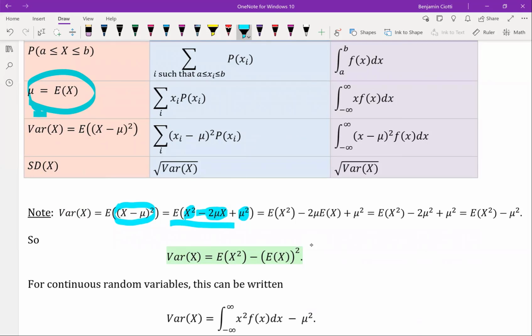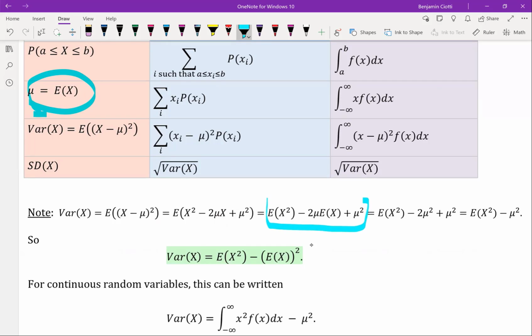So then we have an expectation of a sum. Well, we know that that will be the sum of the expectations, right? The expectation is linear in that sense. So I'll get an expectation of x squared. I'll get an expectation of this term, but you can pull the 2 mu out in front, as I did. And I'll get an expectation of mu squared, but mu squared is a constant. So the expectation of a constant is just itself, so we get mu squared. Okay.